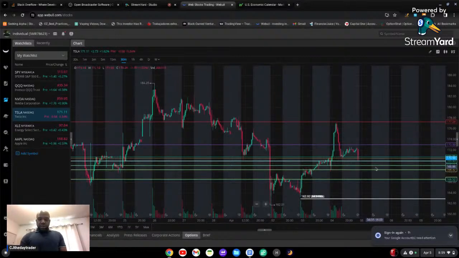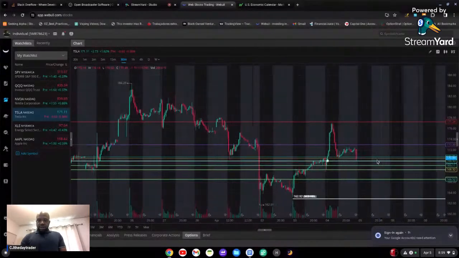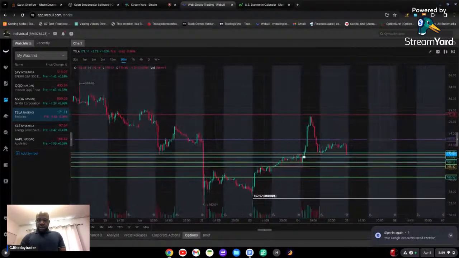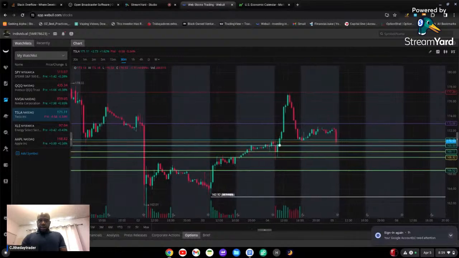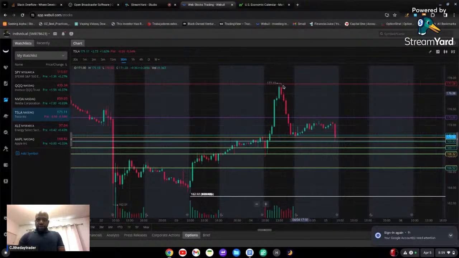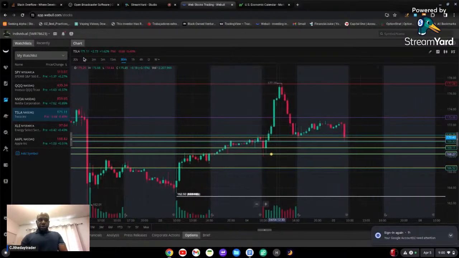Let's clean this chart up just a little bit. What we had yesterday was a rejection off of 177, and we had a demand low down here at 168. 168 held pretty strong yesterday.